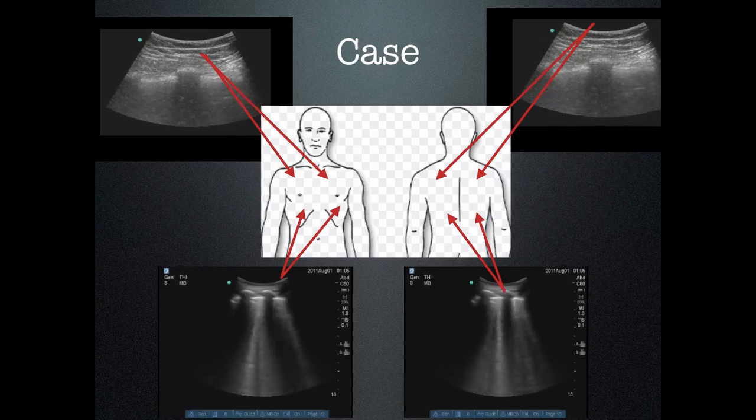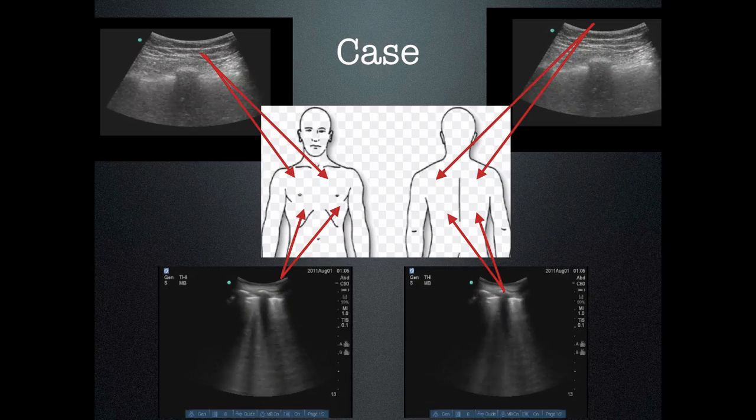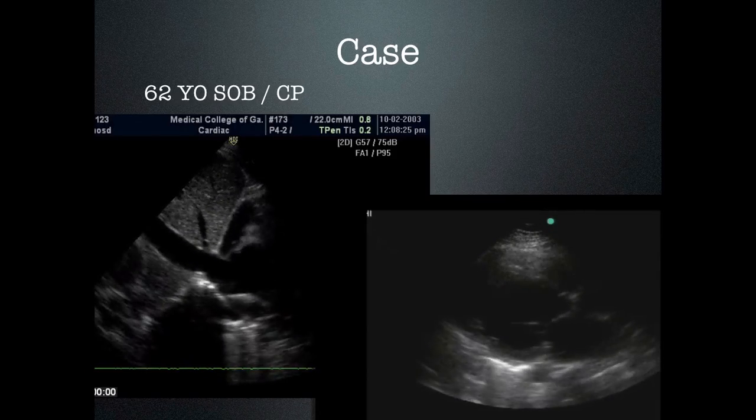How about this case? Same clinical scenario, but when we scan at the bases, we see lung rockets, and as we come up the chest, they get less and less. And at the top part of the chest, they're normal. We have normal lungs. So in this case, we have dependent fluid in the lungs. So we confirm this by looking at the IVC.